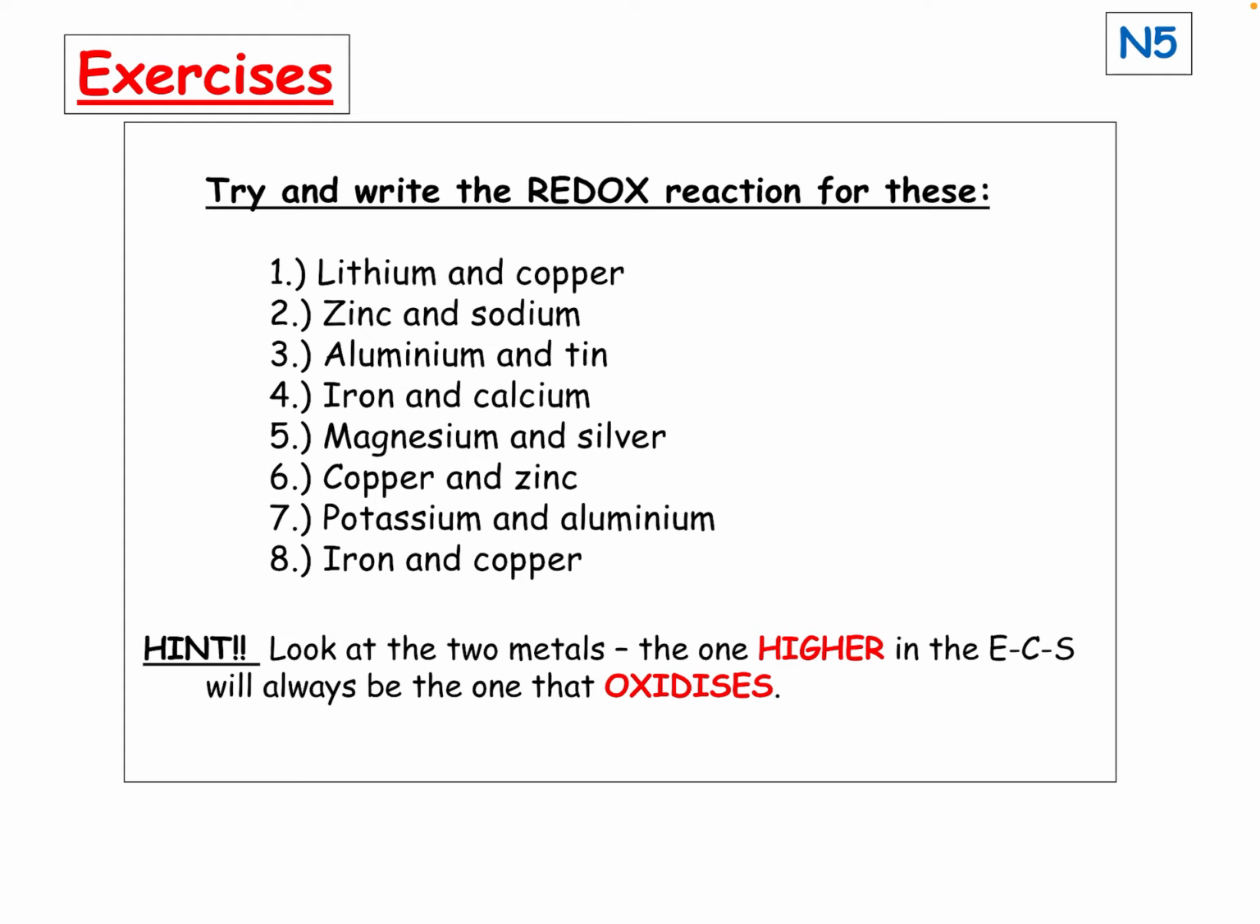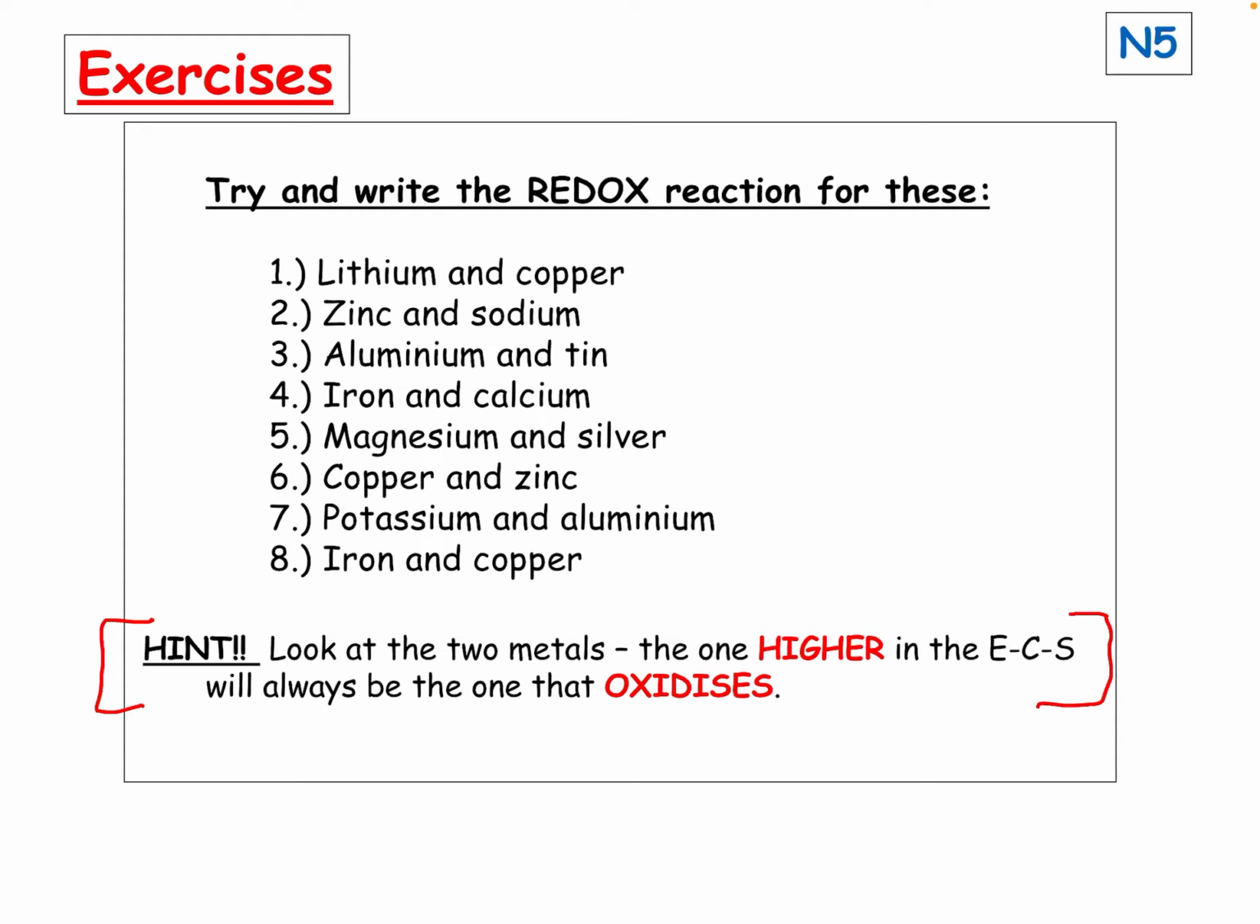So what I'm going to do is show you maybe about 3, and then you can go away and work yourselves, and the answers will be up there later in the lesson. I've got a wee hint for you that might be quite helpful. If you're trying to work out which one is going to be the one that oxidizes, it's going to be the one that's higher up in the electrochemical series, and I'm going to explain that in tomorrow's lesson.